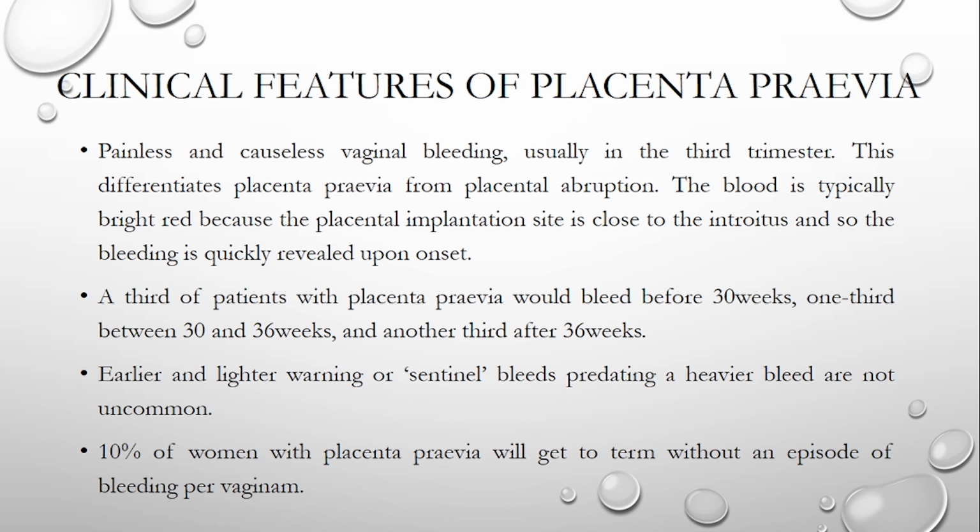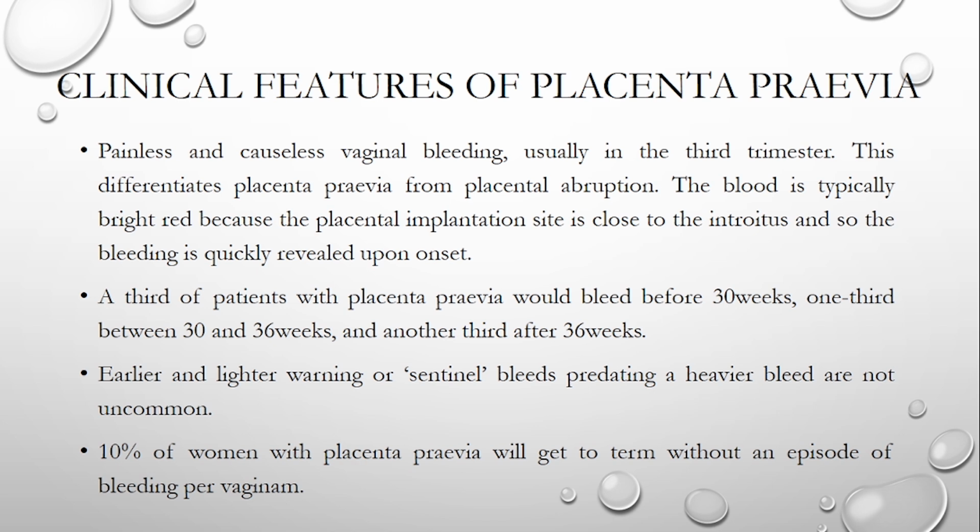pain almost always accompanies placenta abruption. And in placenta previa, the blood is typically bright red because the implantation site is close to the introitus, and so the bleeding is quickly revealed upon onset. Whereas in placental abruption, the bleeding is hidden, and it's dark red, unlike placenta previa where it is bright red.